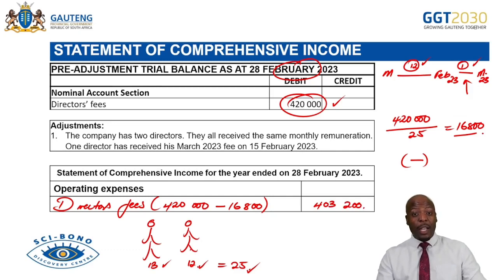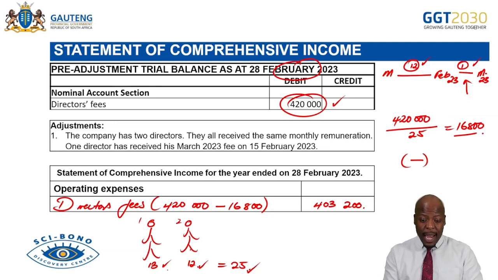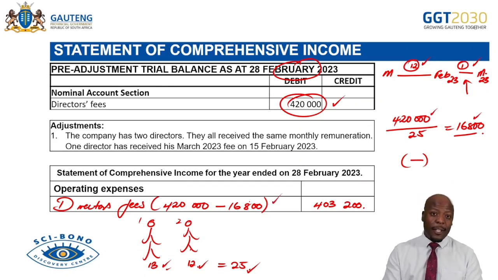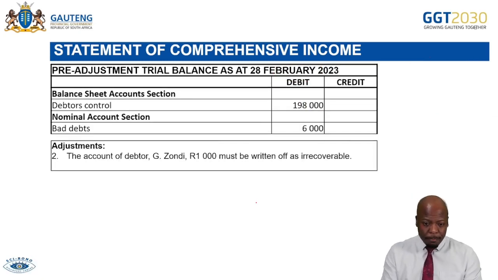How did we do this one? We realized that we have 2 directors, director number 1, director number 2. And one of them has been paid more. So we just added the months, we divided by the director's fees that have been paid. We got the director's fees per month, that is our prepaid expense, and then we subtracted it. Adjustment number 2. Okay, let's do adjustment number 2.